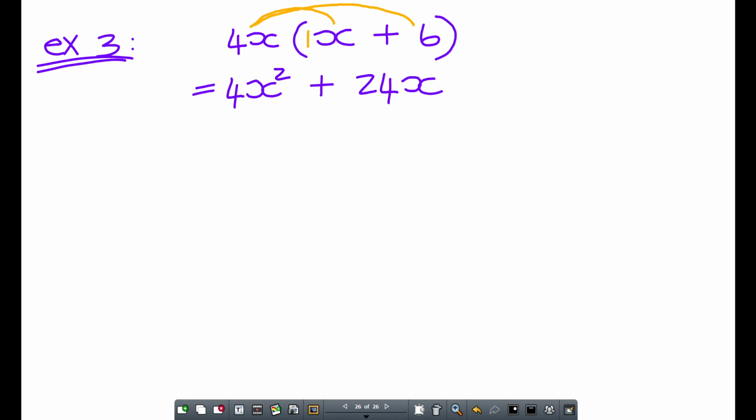Can I add them? No, why not? Are these like terms? No, that one is x squared and that one is x. So I could not add. Okay. Do you guys think you've got it? Maybe. Okay, so we're going to play a game now.